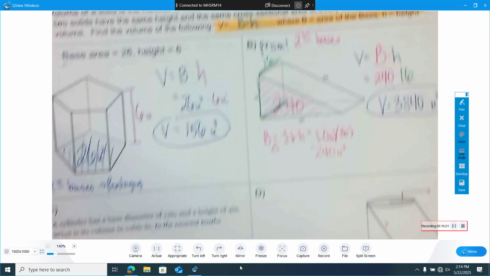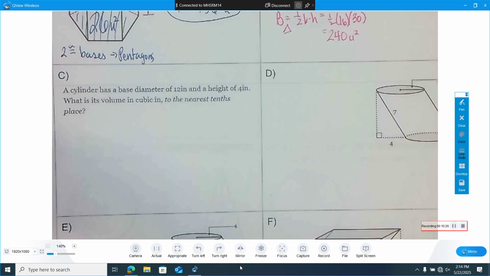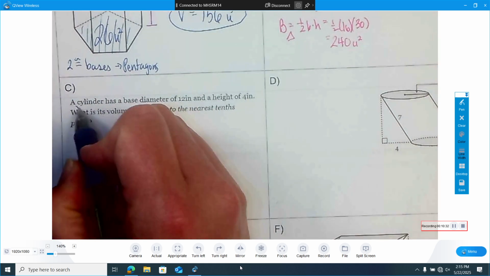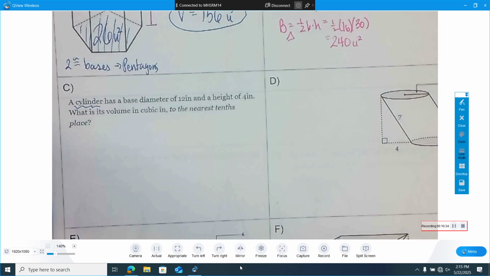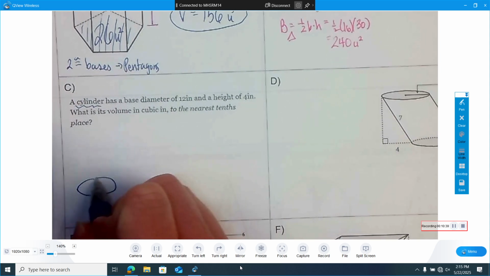All right, sometimes we may need to draw a picture. And please, ladies and gentlemen, please draw the picture. Please put in that little bit of effort because it does make a difference. A cylinder. What shape is a cylinder? Tall circle. It's a can of Pringles, or a soup can.